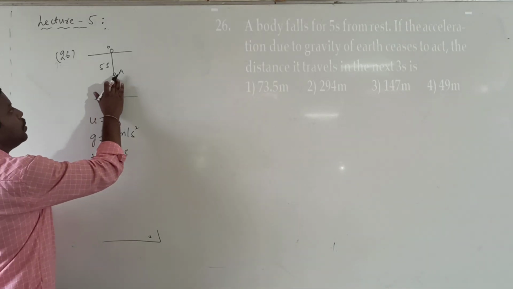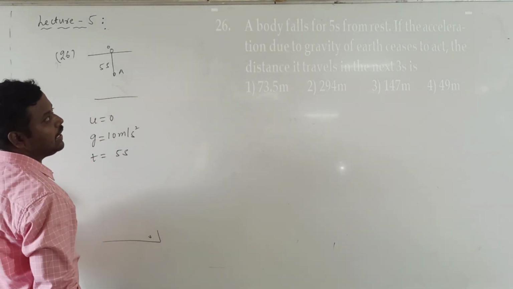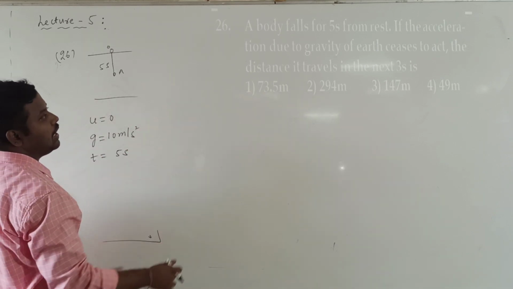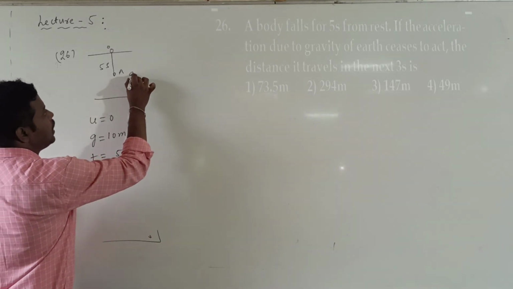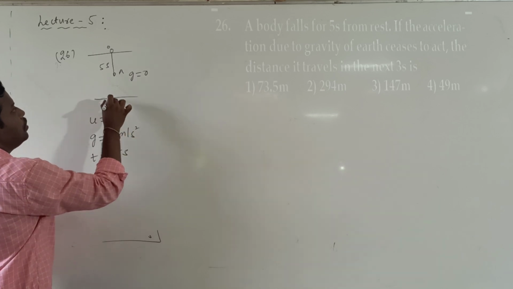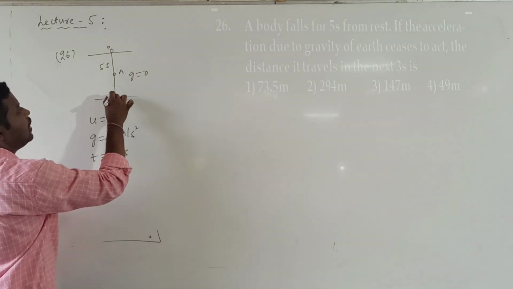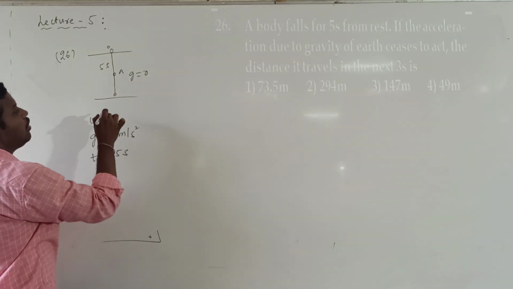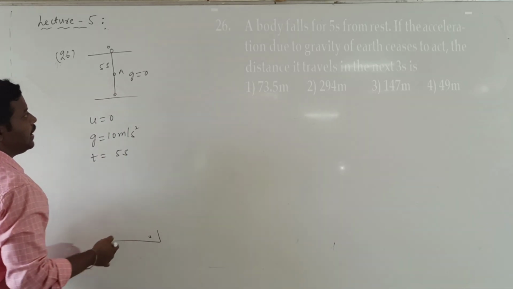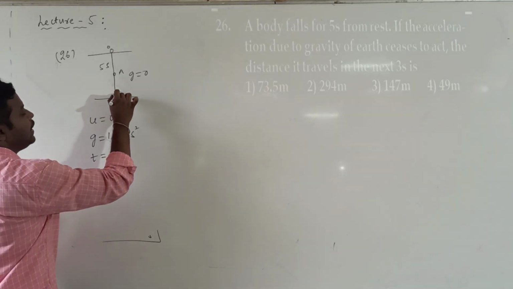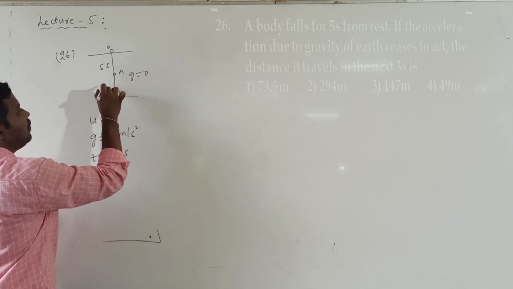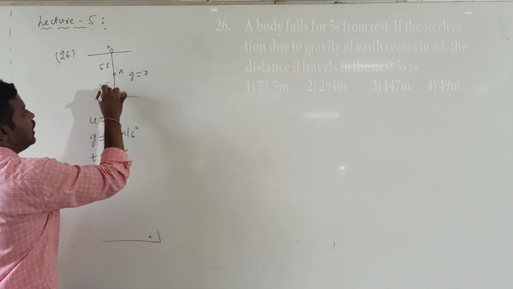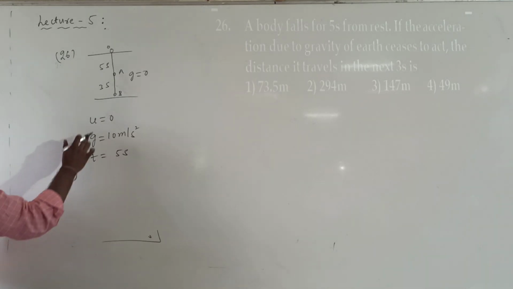After reaching A, what happened? The acceleration due to gravity ceases. Ceases means what happened to g value? It is 0. Though g value is 0, will it fall down or not? It will fall down, but it will move with a uniform velocity. Now they are asking us to calculate the distance travelled by the body in the next 3 seconds. In the next 3 seconds, the body reached from A to B.